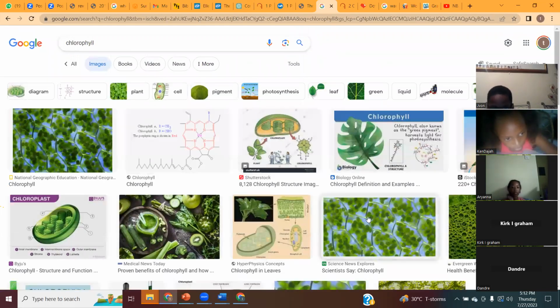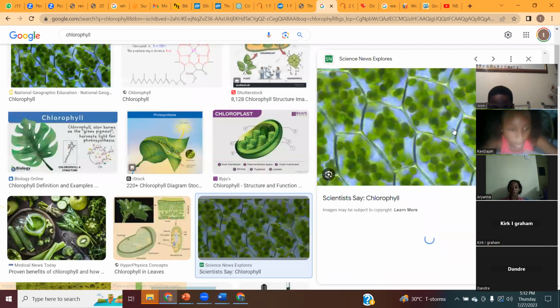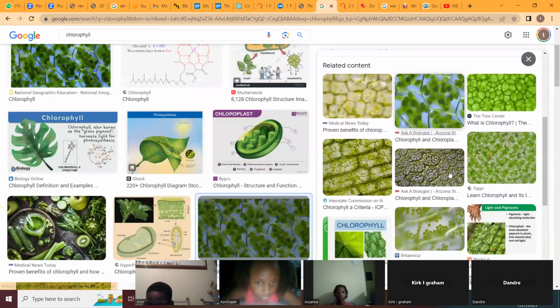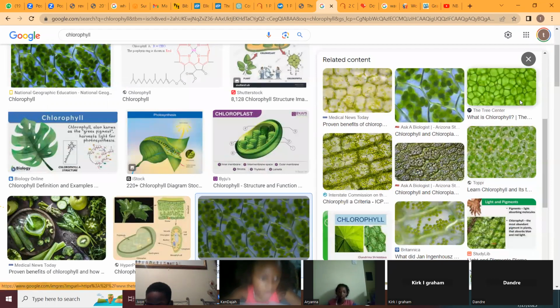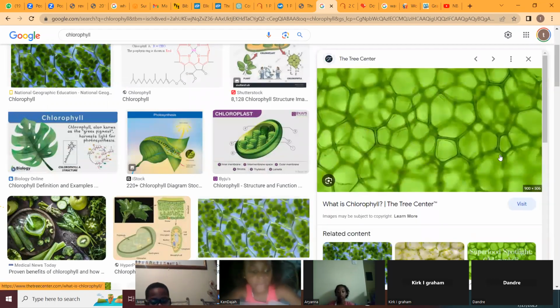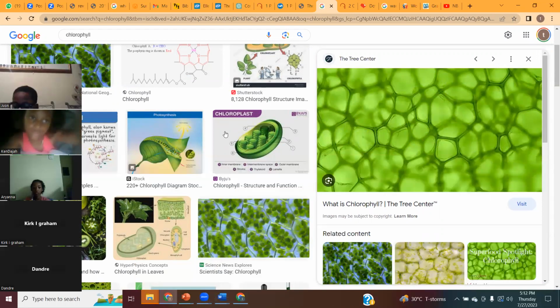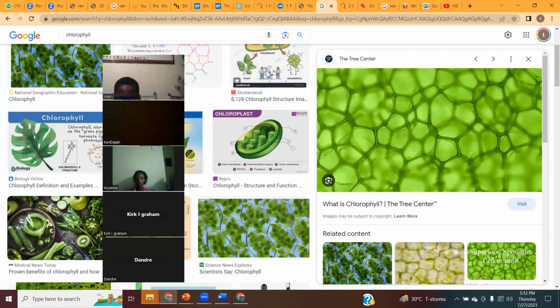This is chlorophyll. So chlorophyll is inside the chloroplast and it gives the plant its green color. Oh, now I remember. Yeah, that's chlorophyll. So what gives the plant its green color? Chlorophyll, yes.